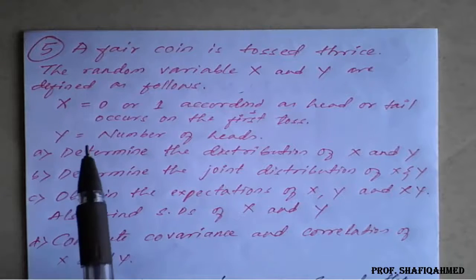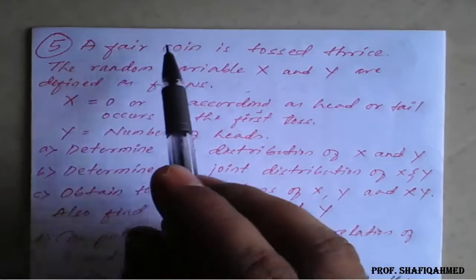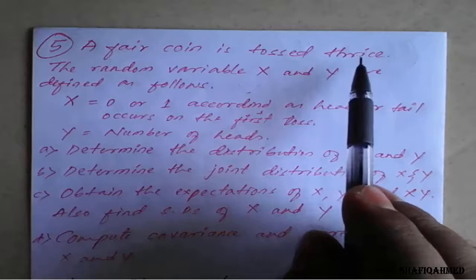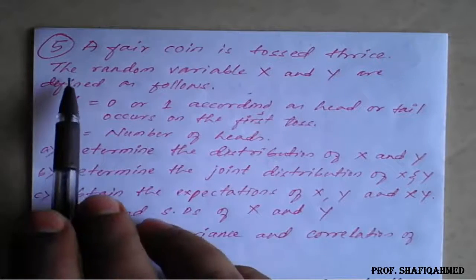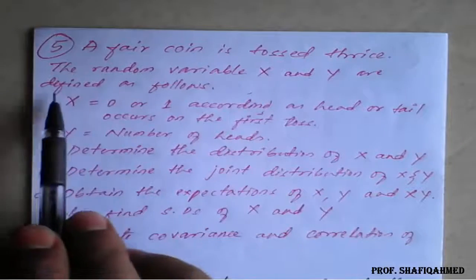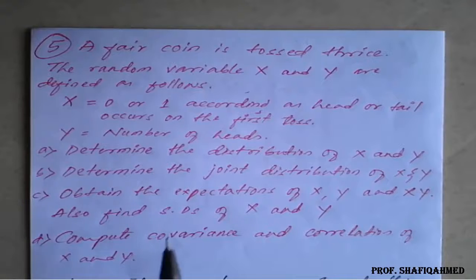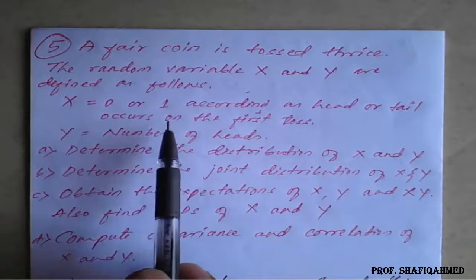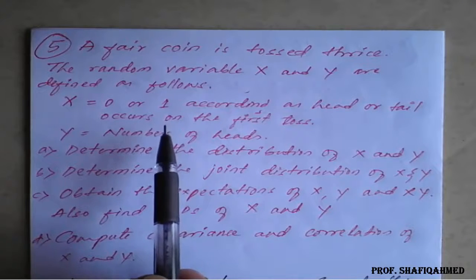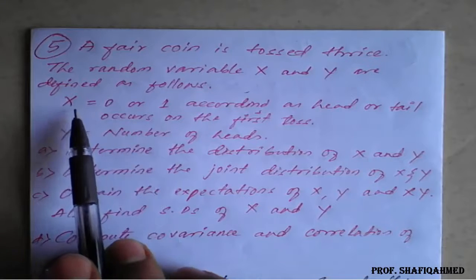Now the question is: a fair coin is tossed thrice. The random variables X and Y are defined as follows. In this question they have not given any table values. They have given this problem in words, so we have to convert the word problem into a table, then proceed to the solution. So they have defined what X is.